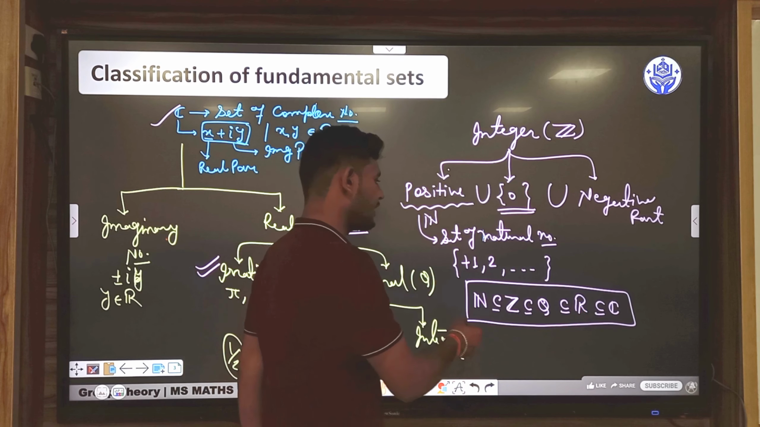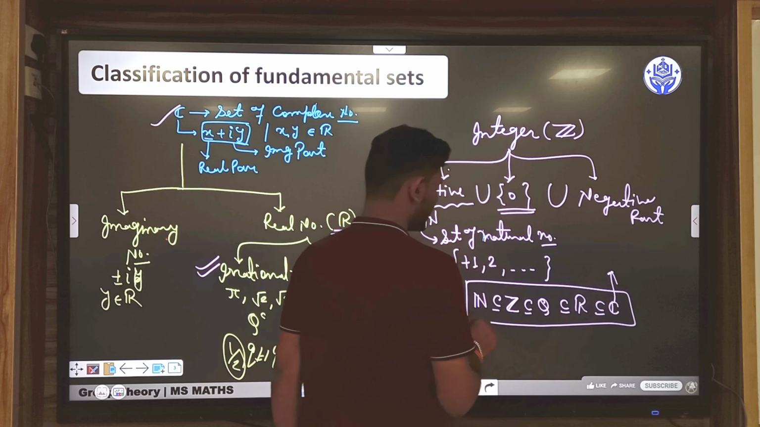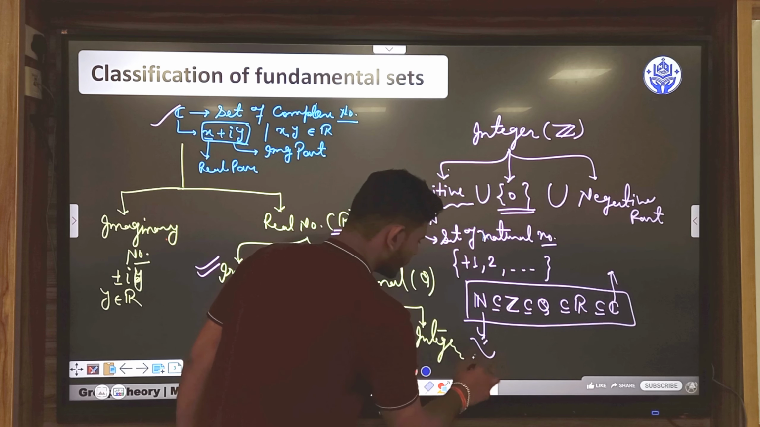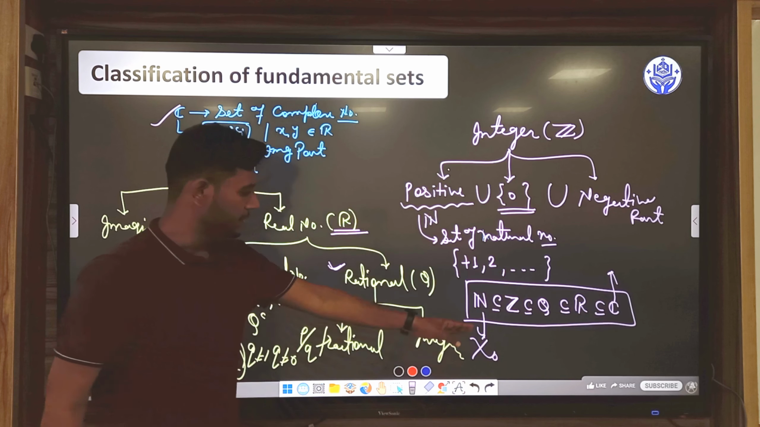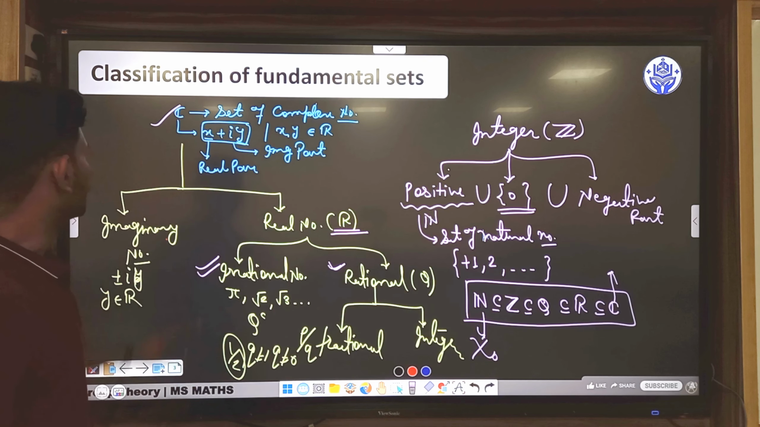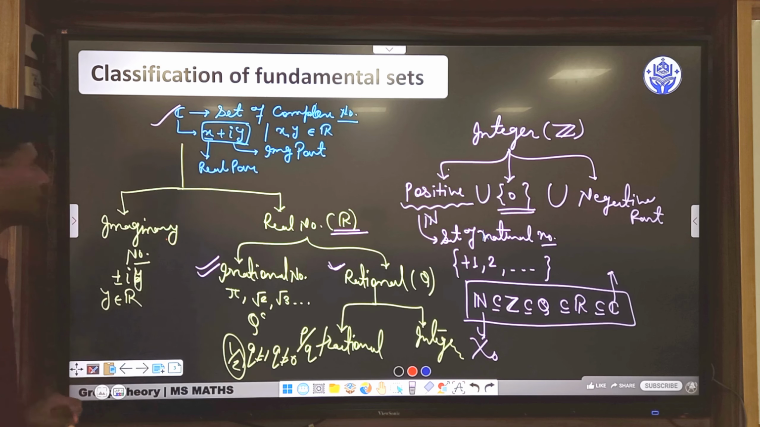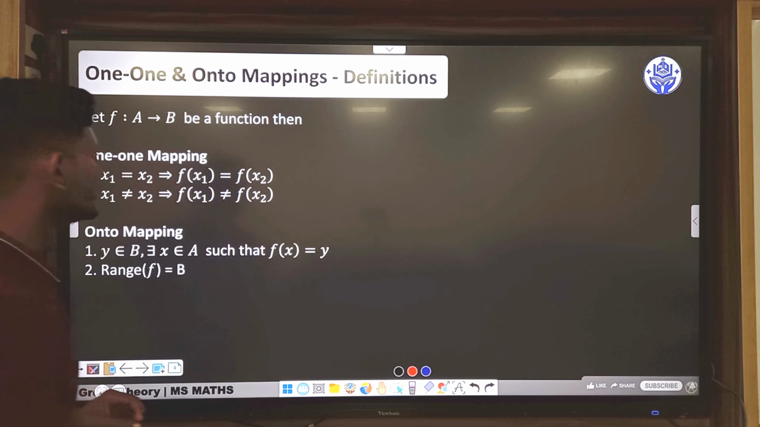Okay, whatever the cardinality, it has the greatest cardinality and it has the lowest cardinality. We are denoting it using alpha naught. This is what about the classification of fundamental sets. These are the fundamental sets. Okay, now next coming up to the mappings.